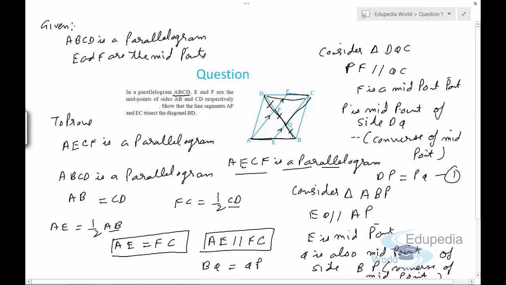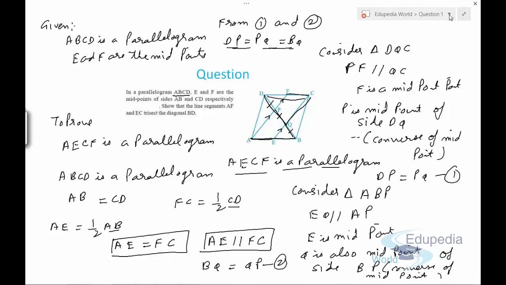Now let it be second. Now from 1 and 2, we can say that DP equals PQ equals BQ. So the line segments AF and EC trisect diagonal BD since all three parts are equal. So this is how we can prove these types of questions. So let's discuss the next question.